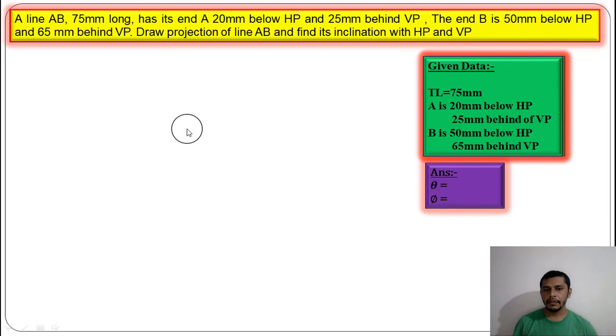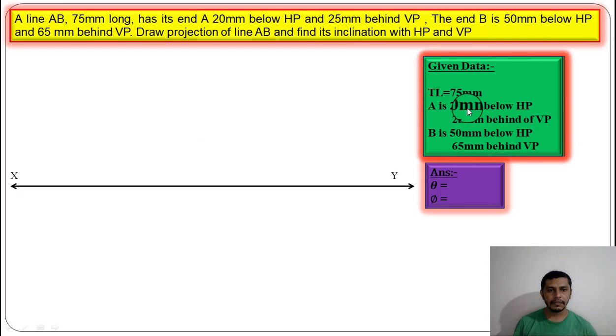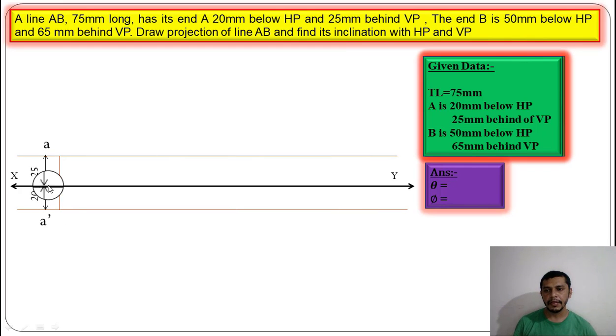So let us start. First of all, draw XY reference line. Now mark point A. A is 20 mm below HP and 25 mm behind VP. So the elevation of point A will be 20 mm below the XY reference line, and plan will be 25 mm above the XY reference line. So mark A and A dash, and draw locus of A and locus of A dash.